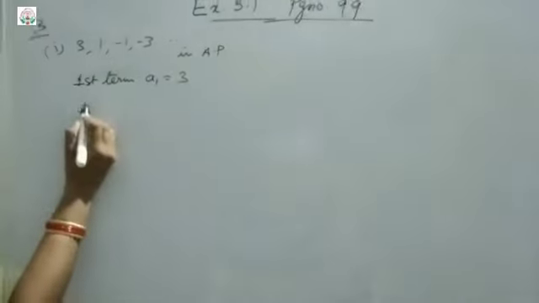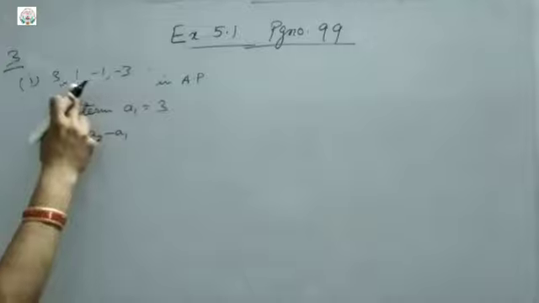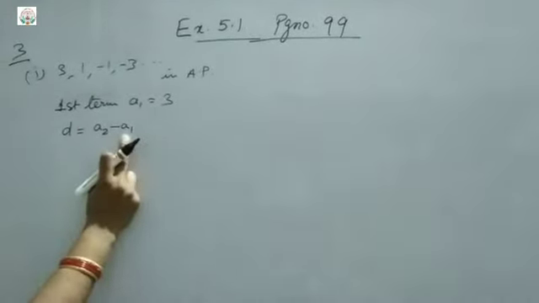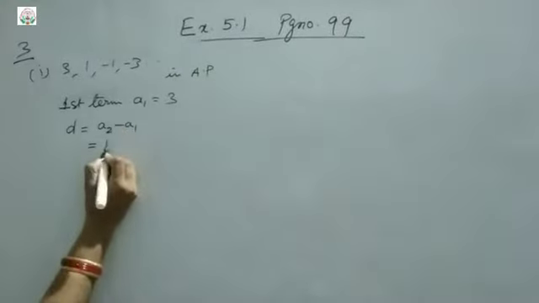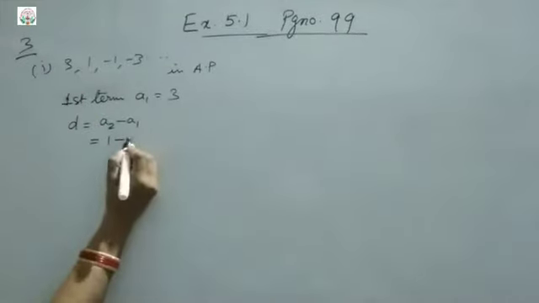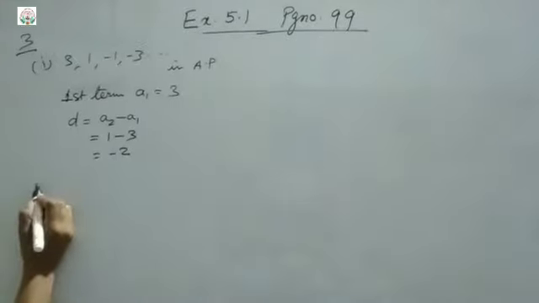You got it? Now difference D, how will we find it? We know that it is A2 minus A1, that means second term minus the first term. So now put the values here. A2 is 1, then minus A1, which is 3. So the difference is minus 2.